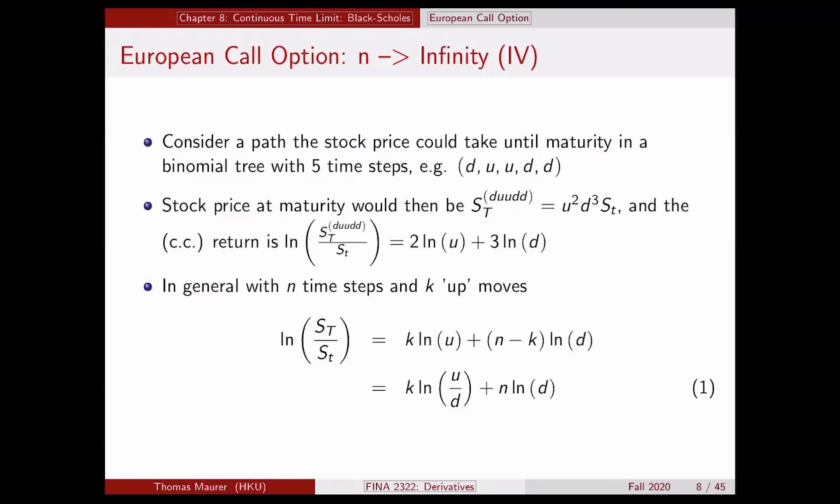So in general, for n time steps with k up movements, this gross return can be written as k up movements through the tree times the log return of moving up in the tree plus n minus k down movements in the tree times the log return of moving down in the tree. Or factoring out k, it can be written as k times the log of that ratio between up movement and down movement gross returns plus n times the log return of a down movement in the tree. So that's just characterizing in our tree what is the log return of that underlying asset.